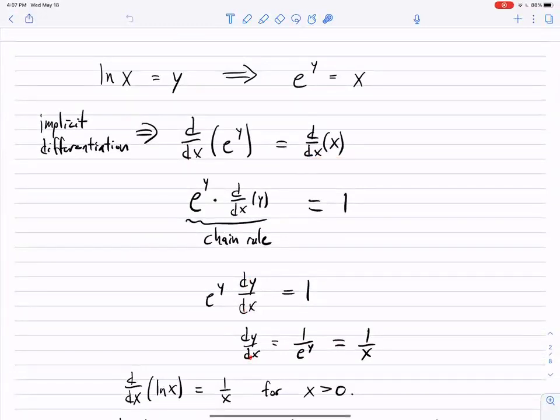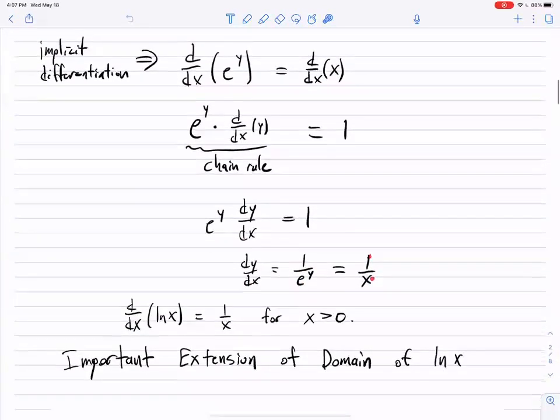So that means dy dx is equal to 1 over e to the y. But remember what e to the y was. e to the y is x. And so it's just 1 over x. Therefore, the derivative of ln of x is just 1 over x, as long as x is positive, right?